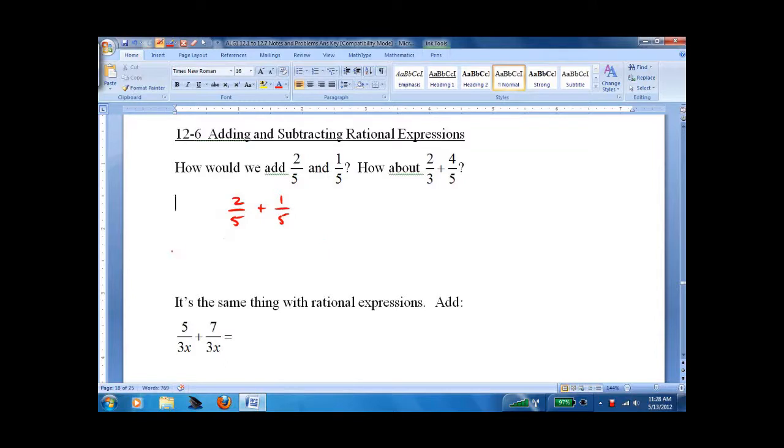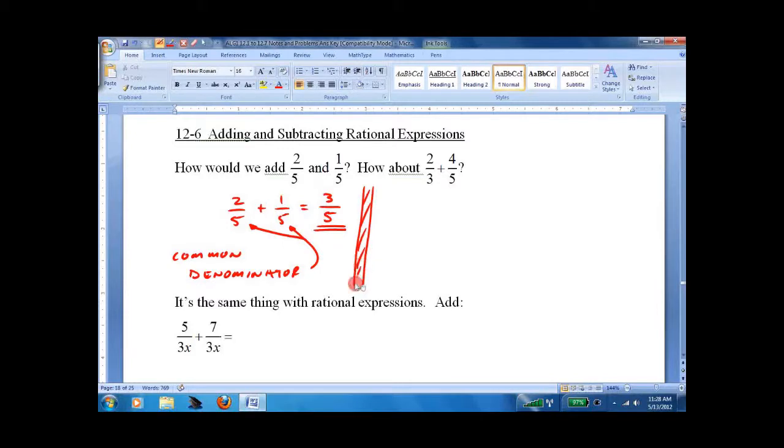Well, we need a common denominator, which we already have. In this case, it's 5. So all we have to do is add them. 2 plus 1 is 3, and the denominator stays the same. 3/5, that's it.